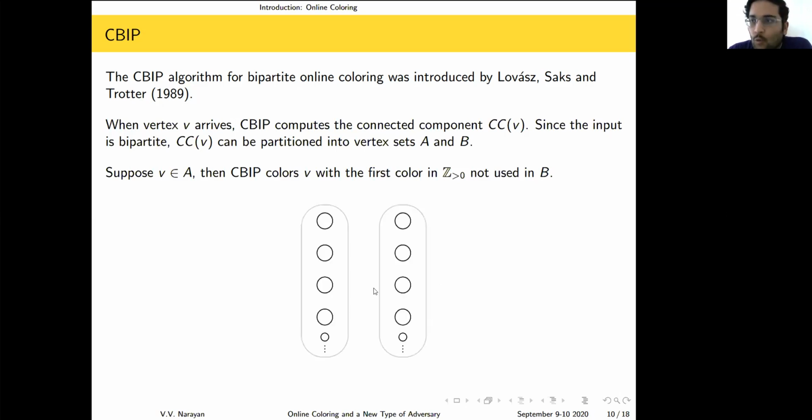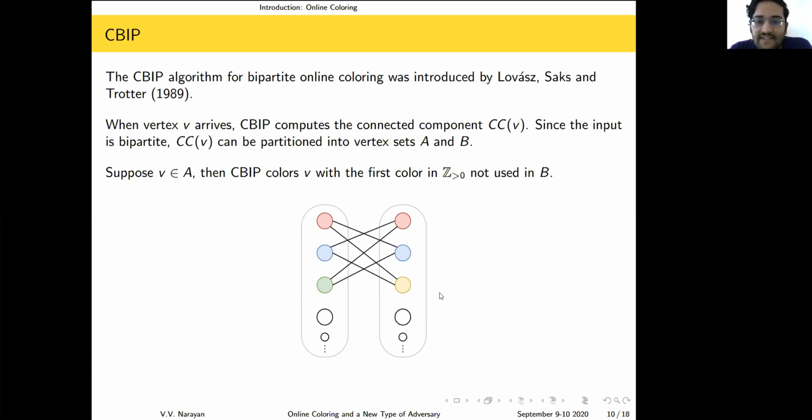Let's look at the same worst case example for first fit, but apply CBIP to it. So now CBIP also colors these red, same as first fit. CBIP also colors these blue. But when the fifth vertex arrives, CBIP looks at the entire connected component and the opposite bank, which has red and blue vertices, and colors this green. Now, when the sixth vertex arrives, again, CBIP looks at the entire connected component. On the opposite bank, it sees red, green, and blue. So it has to use a new color. It uses yellow. So at this point, it's used an extra color over first fit.